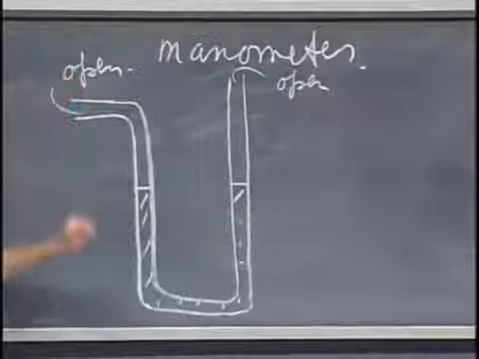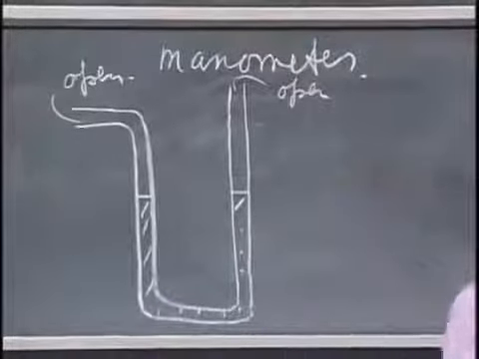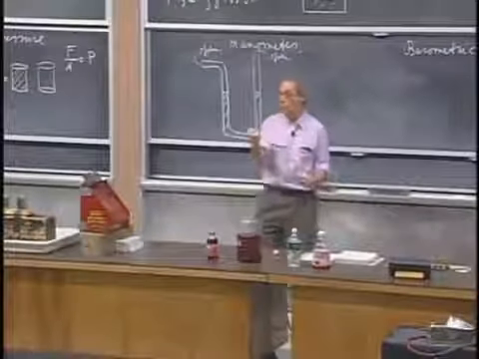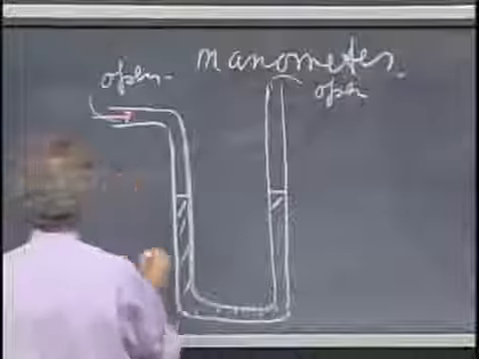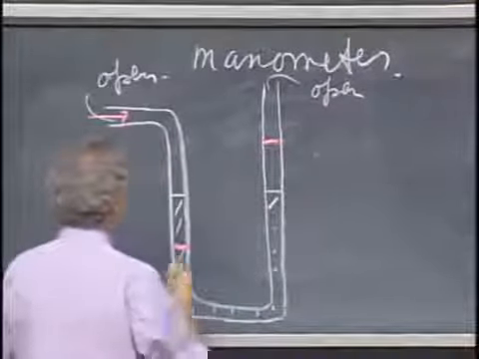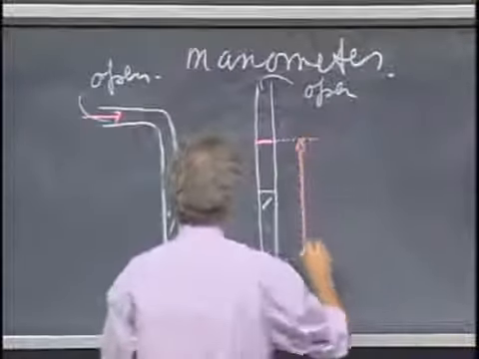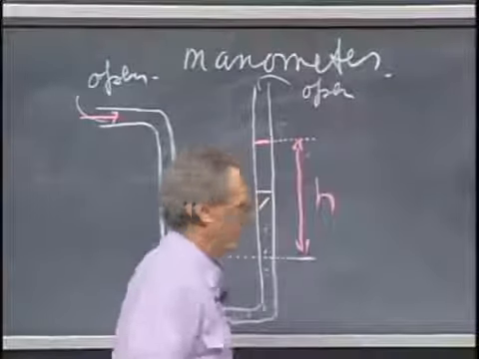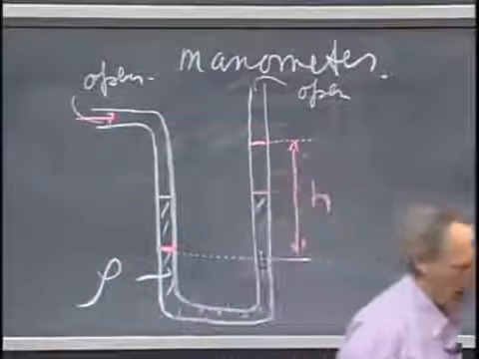I put my mouth here, and I'm going to see how much overpressure I can produce in my lungs by blowing. And so I'm going to blow in here, and then this level will go down, and this level will go up. And this height difference, let's call that H. And the density of this fluid is rho. We will use water for that.